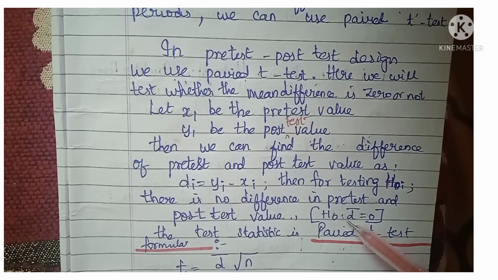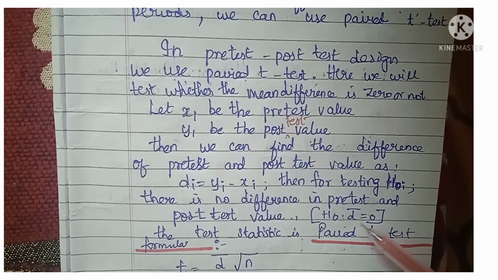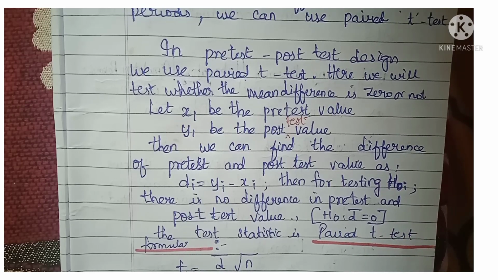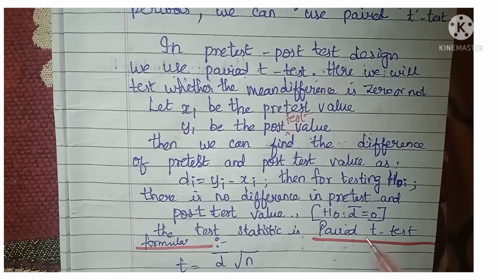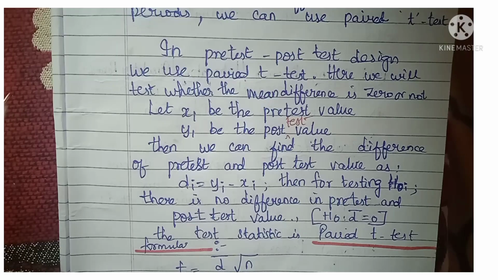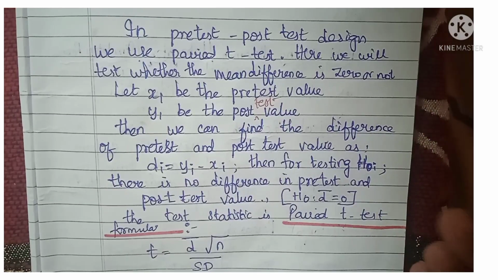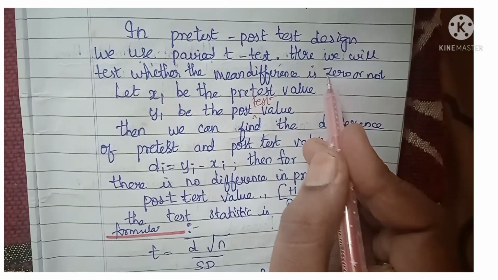So H0 is what? D bar is equal to 0. So your H0, that is null hypothesis, is D bar, the mean of the differences, is 0. D bar is nothing but the mean difference. So in pre-test, post-test design, we use paired t-test. Here we will test whether the mean difference is 0 or not.